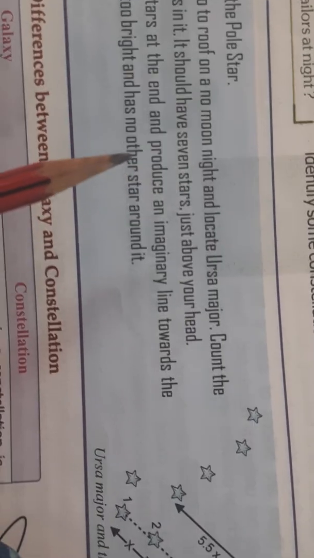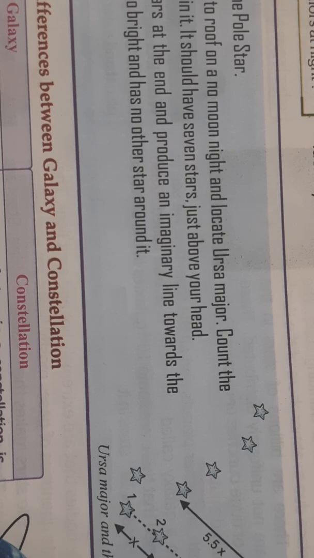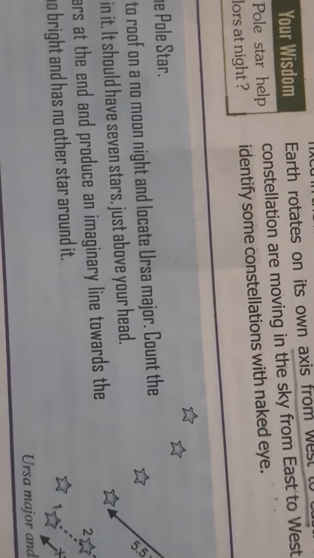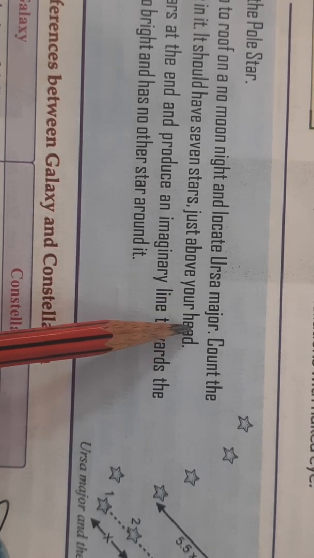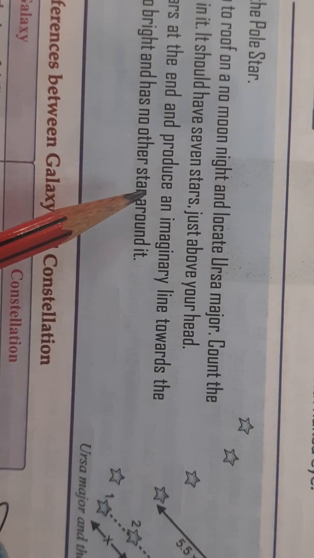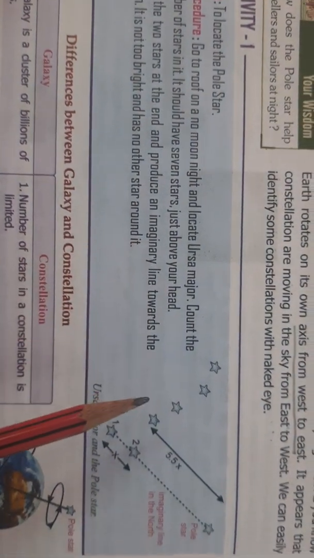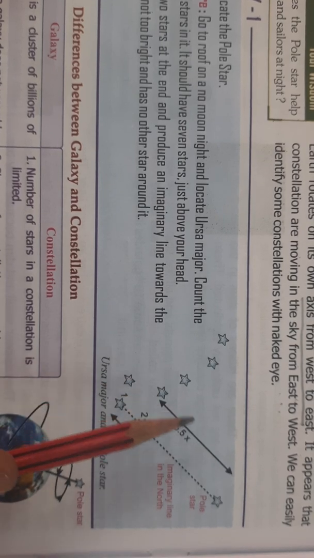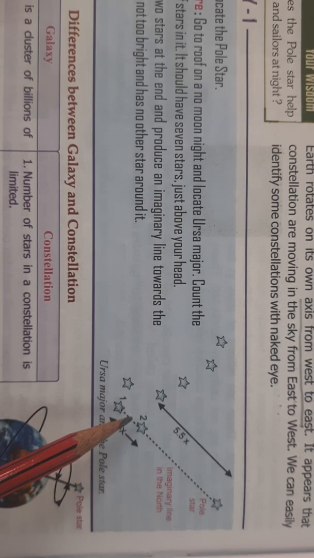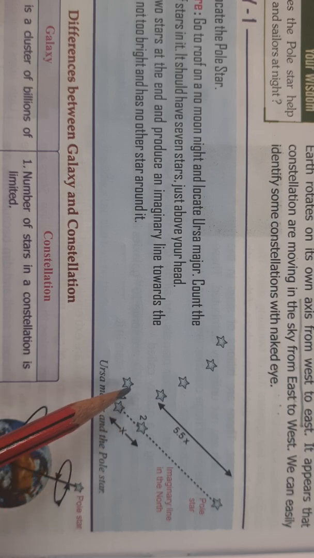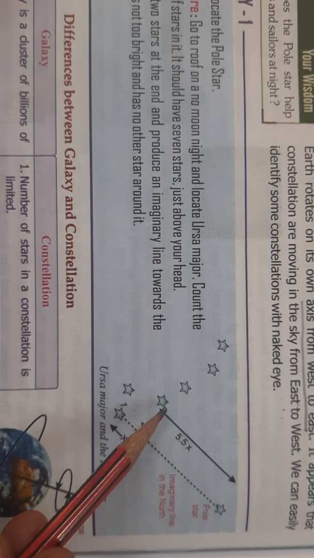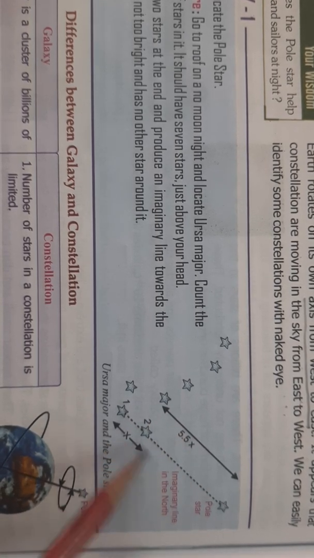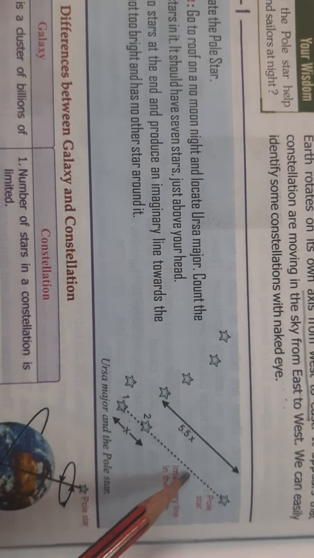To locate the pole star, you can go on your roof at home on a no moon night and locate Ursa Major. Ursa Major is a type of constellation. You have to count the number of stars. If it has 7 stars just above your head, like this, and you join the two stars at the end and produce an imaginary line towards the north, like this, the star that is not too bright and has no other star around it is the pole star.